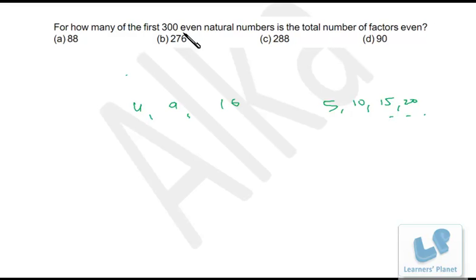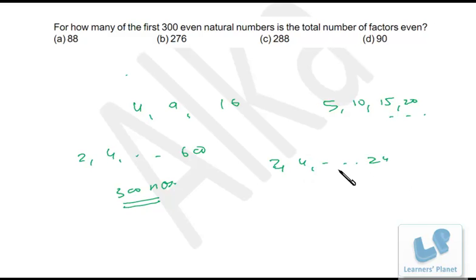So for how many of first 300 even natural numbers? That means our counting is from 2, 4 till 600. So then there are total 300 numbers. Out of these 300 numbers, we need to deduct the numbers which are perfect squares, right? So square of 2, square of 4, square of 6, right? So we'll be getting up to 24. That is 24 square is 576 and 26 square is 676.